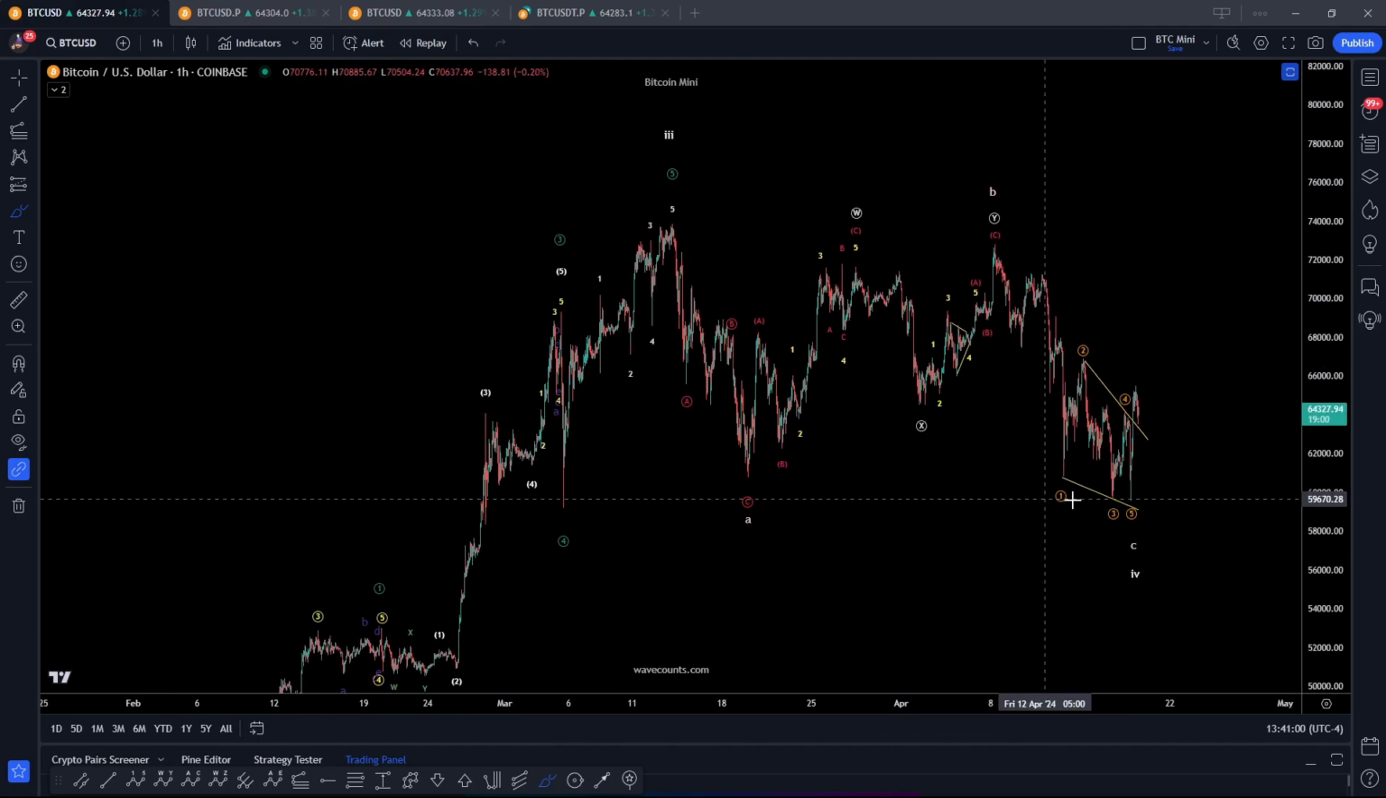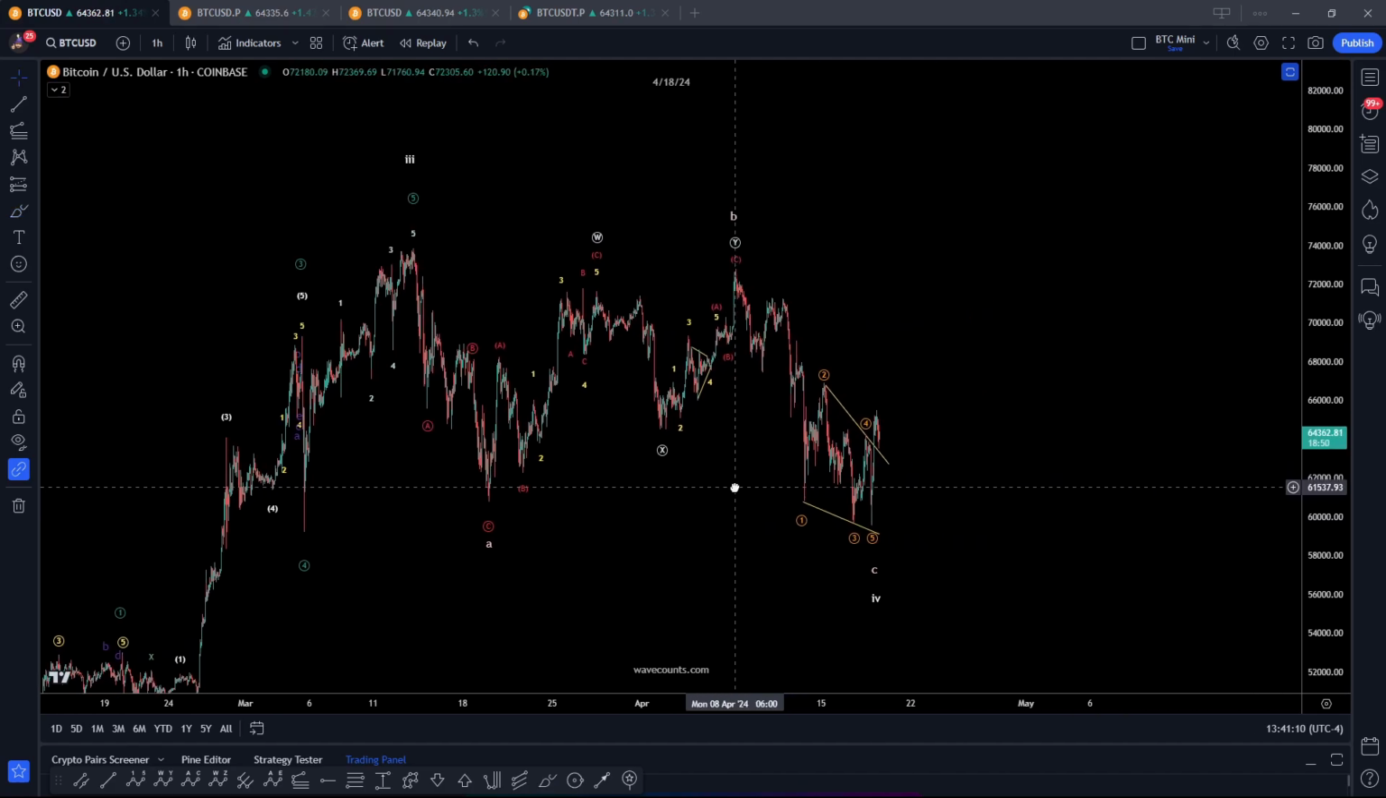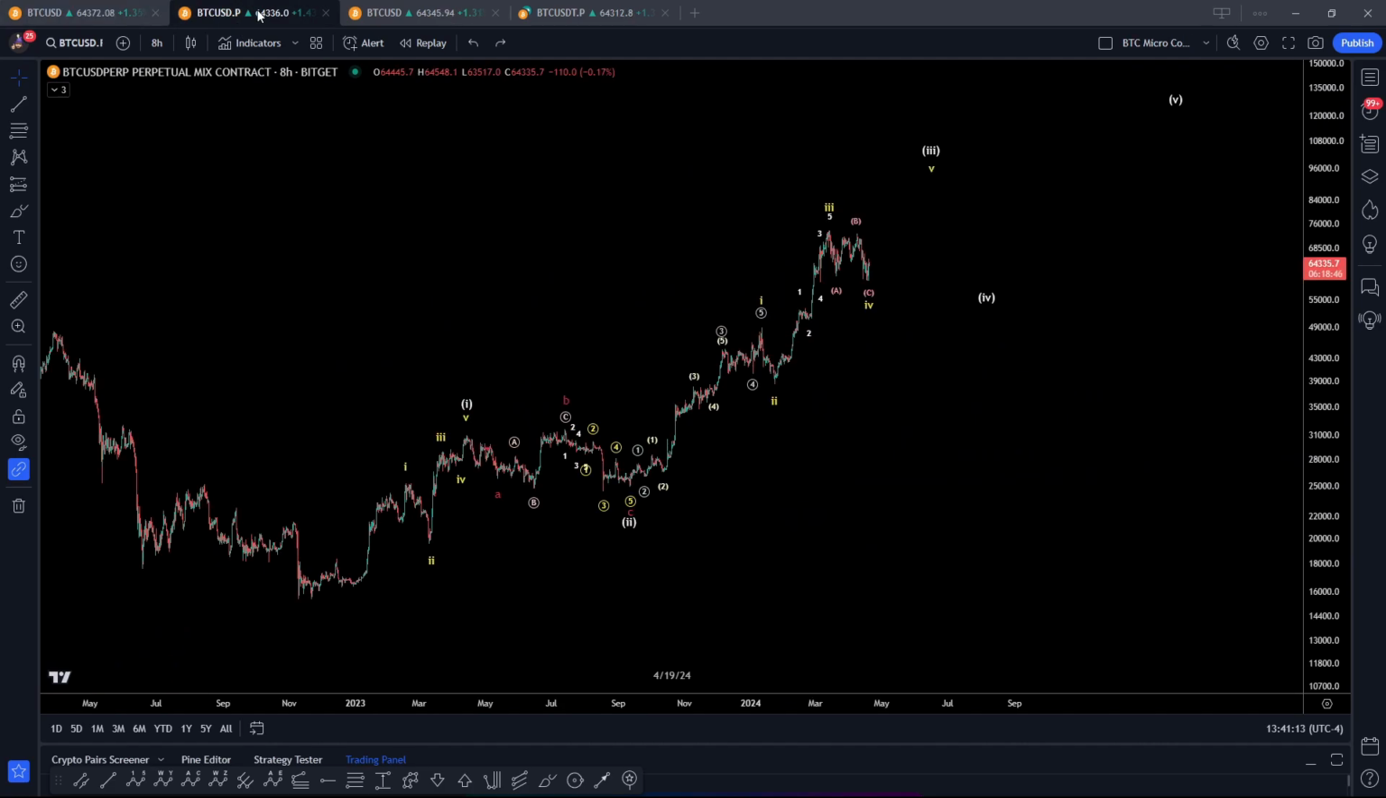So no need to freak out and fret that Bitcoin's going to zero and it's the end of the world. This is just a normal Elliott wave pattern. Let's go back to this time frame. This is the 8-hour time frame.